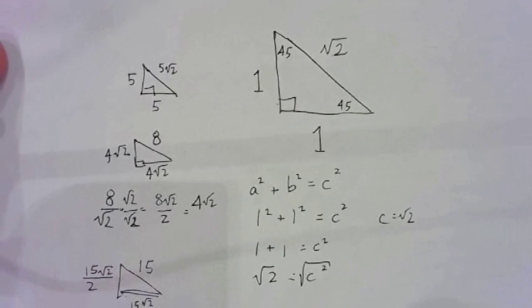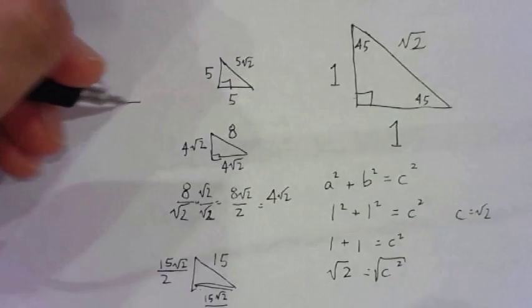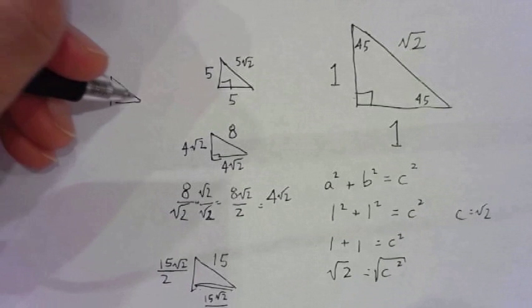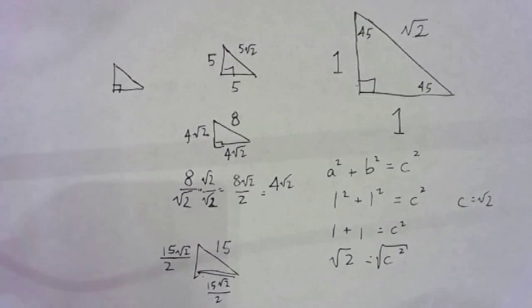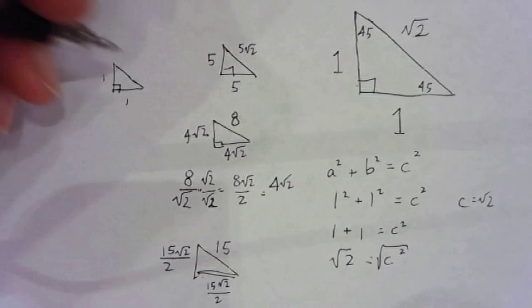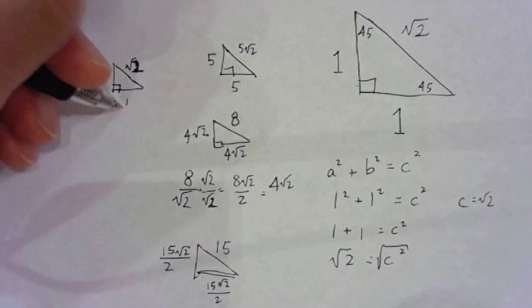This is one of two special triangles. You should be able to write from memory, just sketch a simple 45, 45, 90 triangle and know that these are the numbers that you're dealing with: 1, 1, square root of 2.